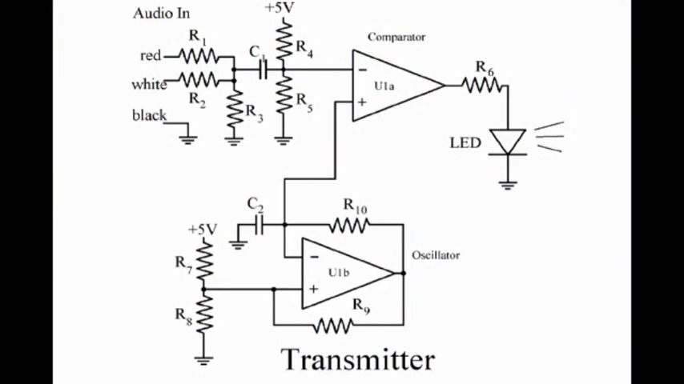Hello. In this week's report, we transmitted an audio signal through an infrared beam using op amps. Over here, we have our audio input. Our audio input is stereo, two signals, but we converted that to mono by connecting these two here. Red as the left channel, white as the right channel, and black as the ground.